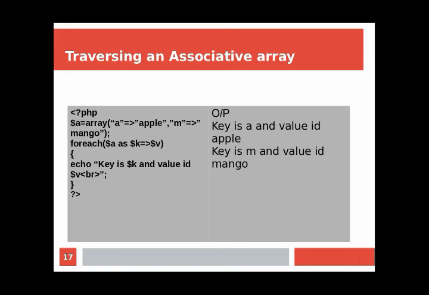So here key is A and value is apple because of the echo statement. Key is M and value is mango. So here it will consider the key and the value also because of the associative array.